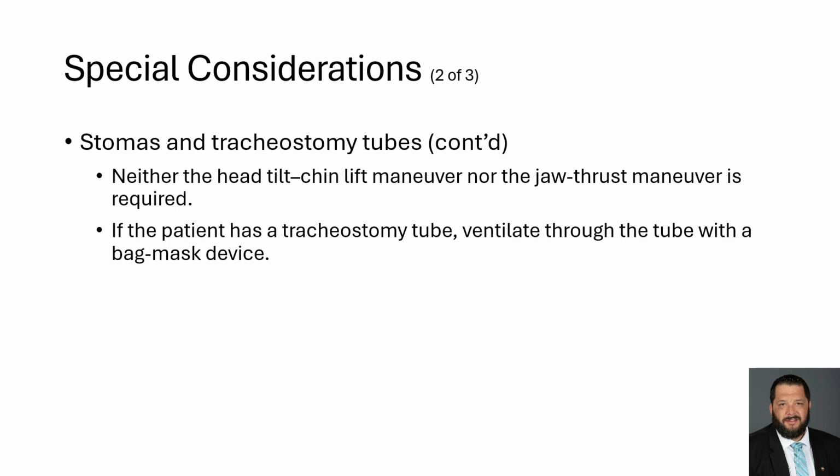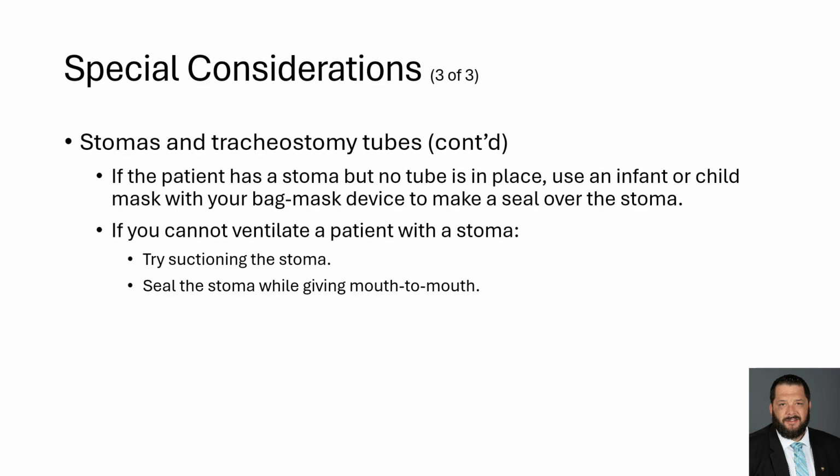If the patient has a tracheostomy tube in place and you need to assist ventilations, you can ventilate with a bag valve mask that will connect directly to that tracheostomy tube, the tube that's placed in the opening. For patients that have a stoma but no tube in place, you can use an infant or a child-sized mask with your bag valve mask to make a seal with the neck, as opposed to the face, over the stoma to ventilate. If you can't ventilate through the stoma, you may need to suction the stoma. Try suctioning the stoma with the use of a French tip or soft tip suction catheter device.